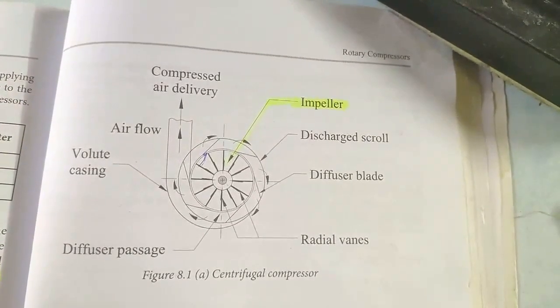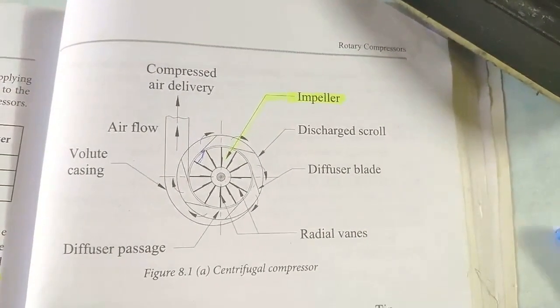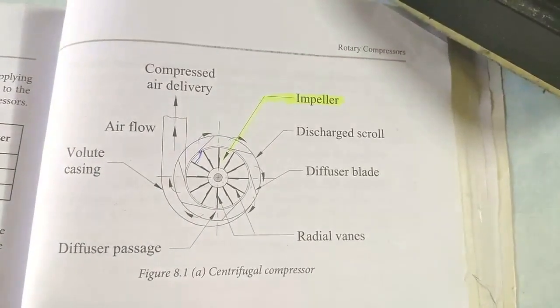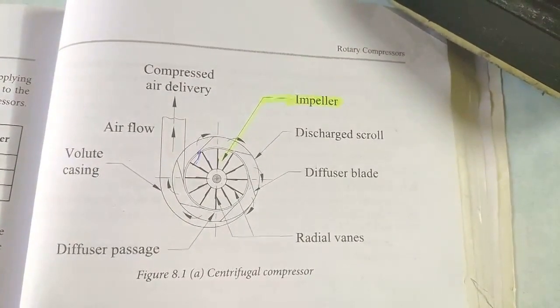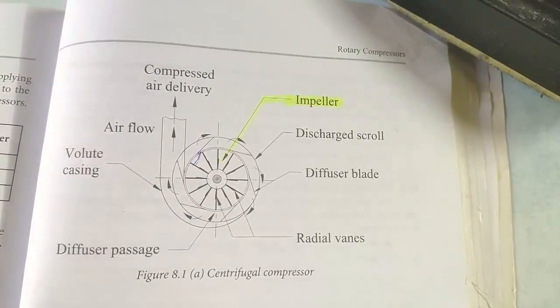Welcome to the session on centrifugal compressor. So this is the first session on centrifugal compressor. Centrifugal compressors belong to the category of rotary compressors. Rotary compressors are classified into centrifugal and axial compressors, of which we will confine our discussion to centrifugal compressors in this session.